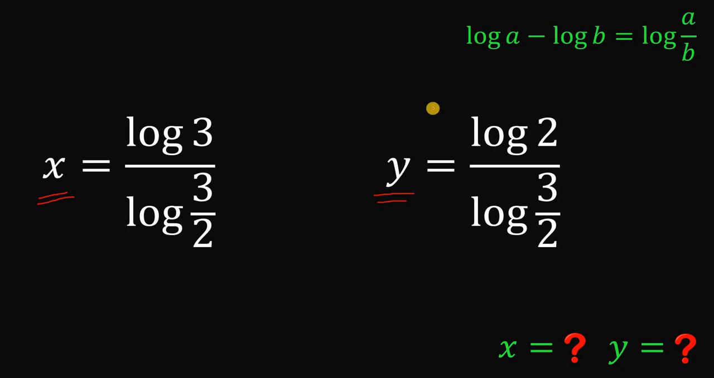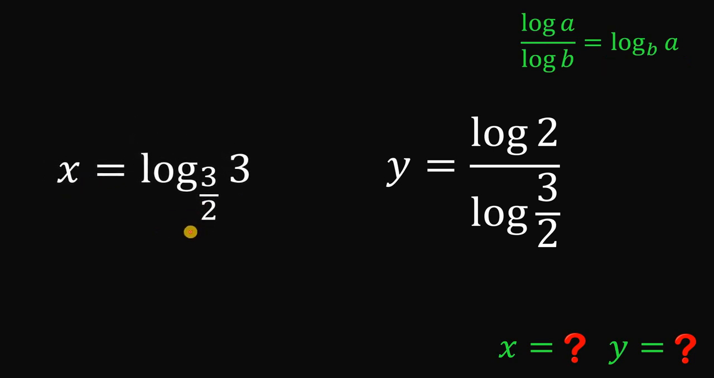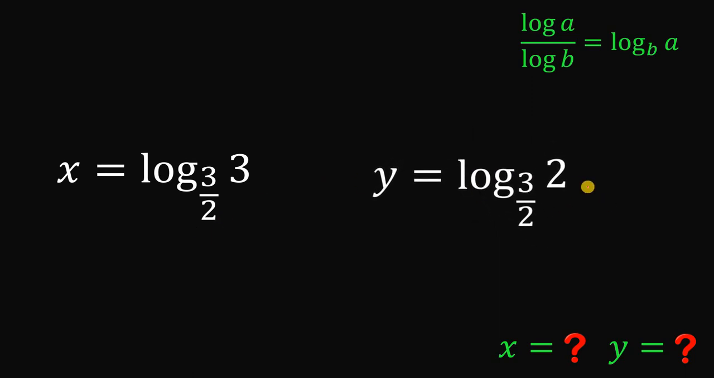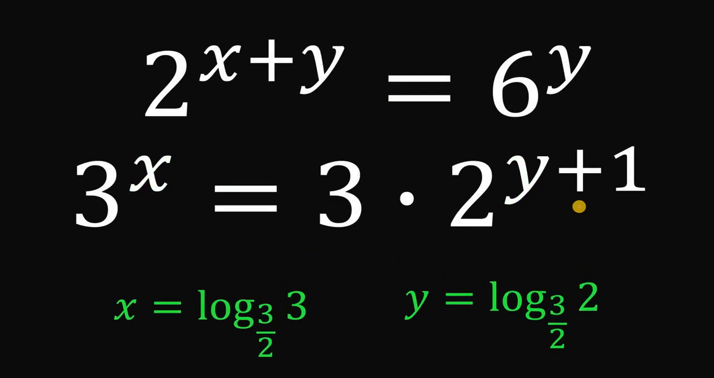But, again, we can simplify this further. Take note of this. Using the change of base property, if you have logarithm of a over logarithm of b, this can be written as logarithm of a to the base of b. So, x must be equal to logarithm of 3 to the base of 3 over 2. And the value of y can be simplified to logarithm of 2 to the base of 3 over 2. And that is the only real solution to this equation. And as always, we are done.